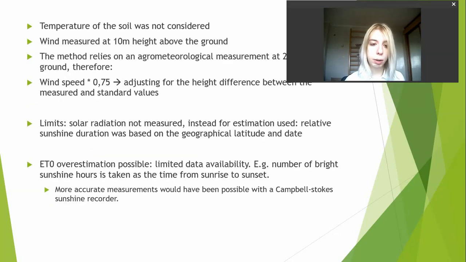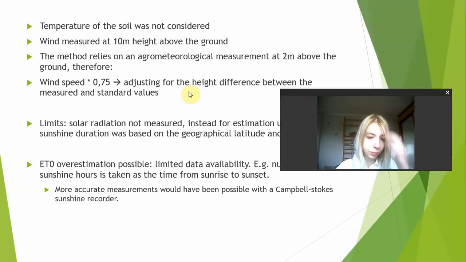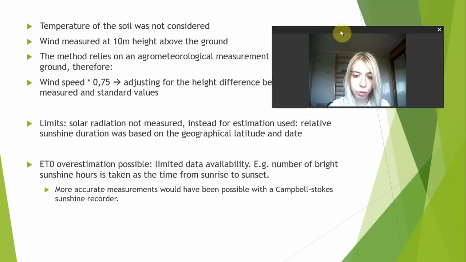So let's talk about it concretely. It is important to say that the temperature of the soil was not considered. Since we obtained meteorological, agrometeorological data from measurements at 2 meters above the ground, in order to compensate and adjust for the height difference between the measured and standard values, for example, we needed to multiply wind speed by 0.75.